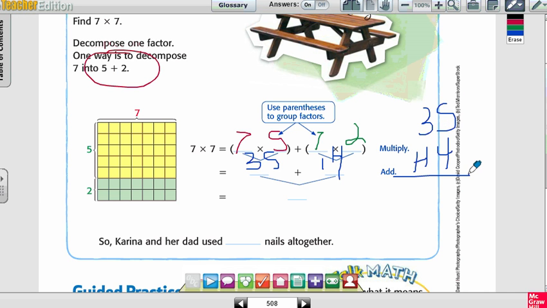4 plus 5 is 9. And 3 plus 1 is 4. So 7 times 7 is? 49. So there are 49 nails altogether.